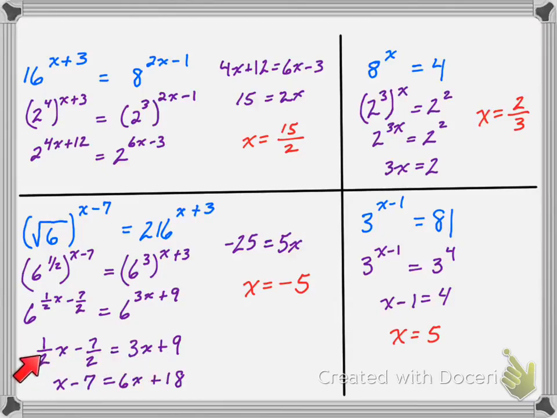So what we can do here is we can make this easier to solve by multiplying this whole equation by your least common denominator of 2. All right, so when you multiply 2 times the first one, that gives you x. 2 times the second term is minus 7. 2 times these gives us this. Now we can solve for x. So subtracting x gives us 5x. Subtracting 18 gives us negative 25, giving us x is equal to negative 5.